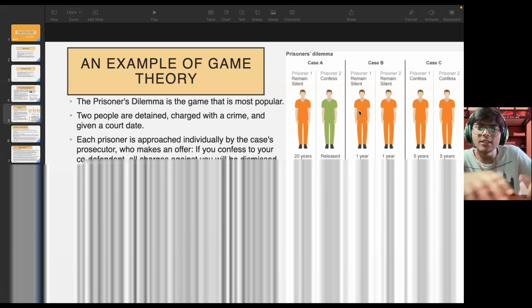But this guy will be sentenced to 20 years in jail, right? He would serve the 20-year jail term, the opponent, right? So let me make you understand this with a proper diagram.